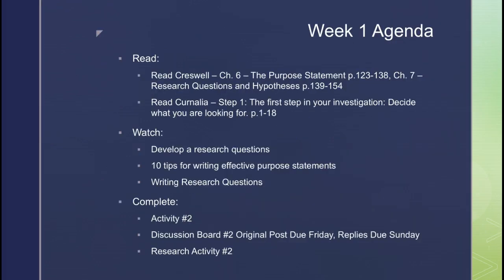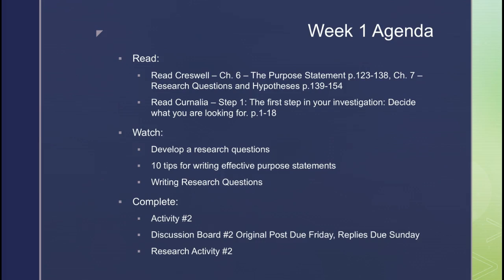As you look through the week 1 agenda, you'll see that we are reading the Creswell text, chapters 6 and 7, which look at the purpose statement, the research question and hypotheses, as well as step 1 in the Cornaglia text. This first step helps you look at how to start your investigation into academic research and scholarship, or the literature as we refer to it. When you get to your watch section, you will be watching 3 videos on developing research questions, writing effective purpose statements, and writing research questions. All of those go hand in hand.